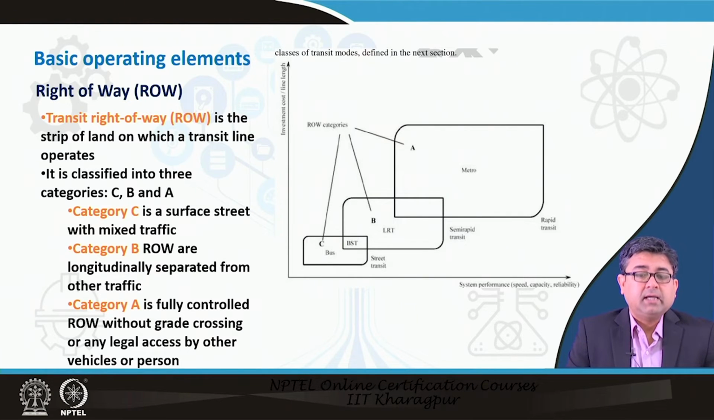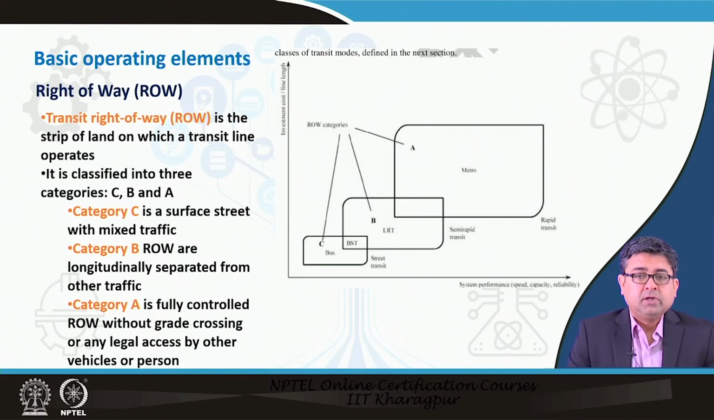So, you would see that if it is category C type of right of way for any public transit, the investment cost is very low, but the system performance is low as well. In other words, to introduce a bus transportation in any city, it may cost very little, but at the same time the system performance would also be very low. What do we mean by system performance? Schedule, staying on schedule, staying on time, all of those things, and we will look at it in much more detail later on.